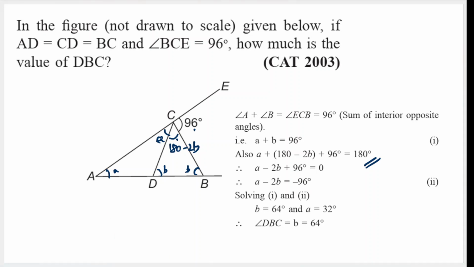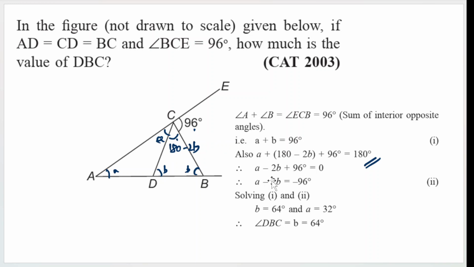Now, this angle is the exterior angle opposite to this and this, right? Because if we take the triangle ABC, this is an exterior angle which is equal to the sum of the opposite interior angles, that is A plus B. A plus B is equal to 96 degrees, and A plus 180 minus 2B plus 96 is equal to 180.